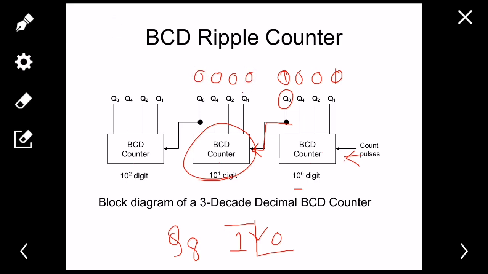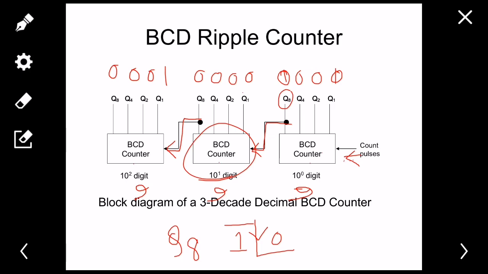It will receive a negative edge, and it will read as 001. So this is known as a 3-decade decimal BCD counter. You can easily understand it can count till 999, right?